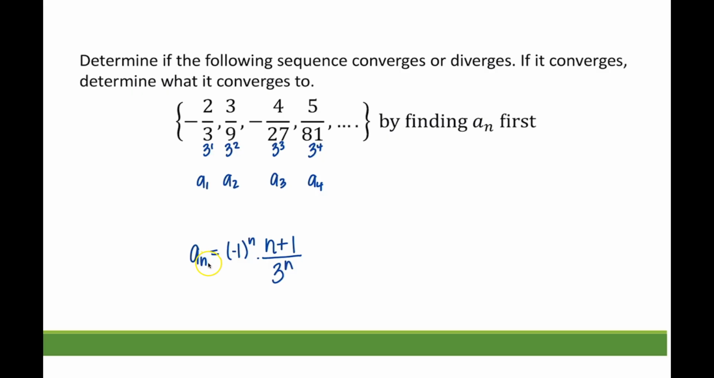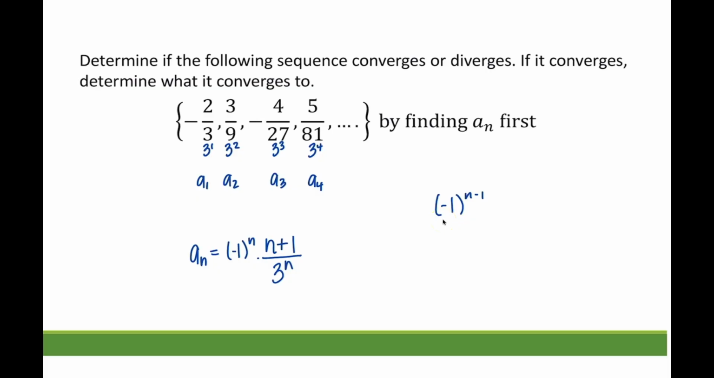And then let's just check if we plug in 2, -1 squared, a negative number to an even power is positive. So -1 to the n is going to work. If it didn't, if the first term was positive, then I would need to include -1 to the n plus 1 or n minus 1. Those are the ones that we're thinking about for making the terms alternate. That's the easiest way to make the terms alternate.